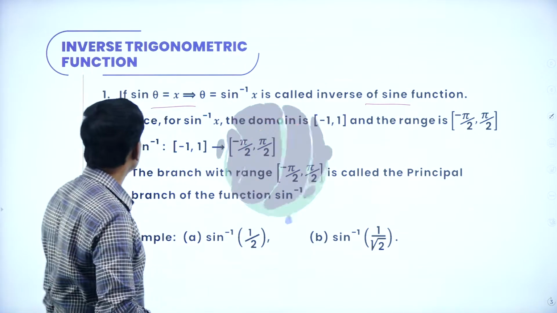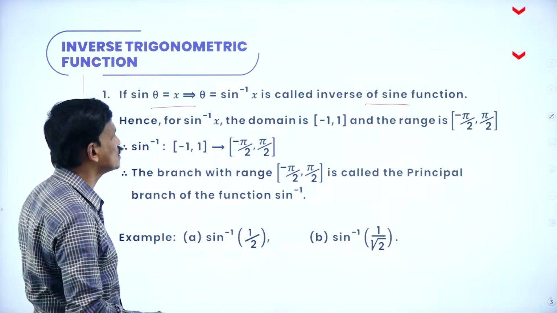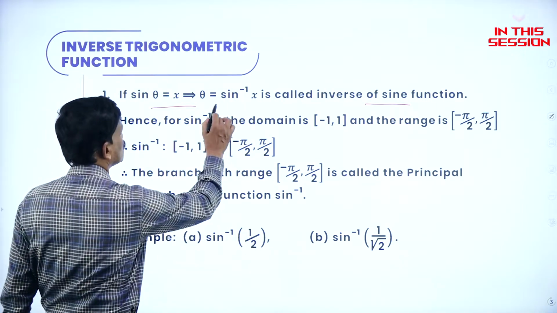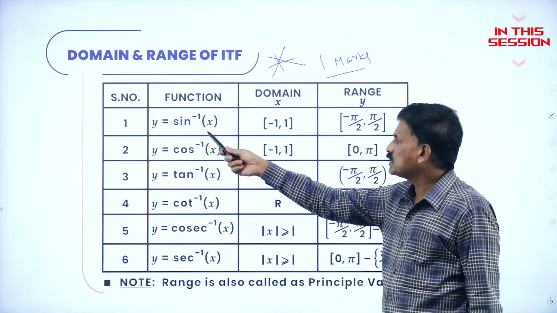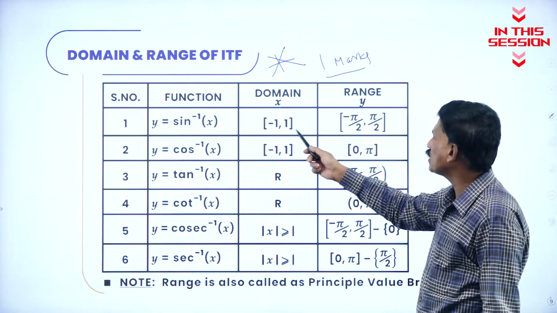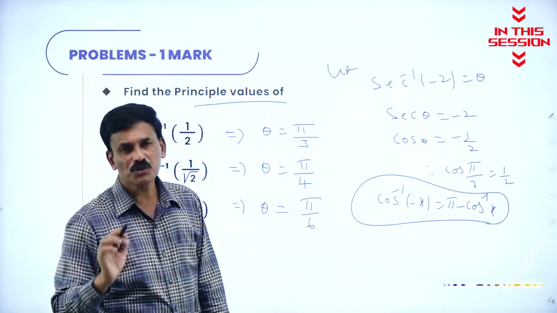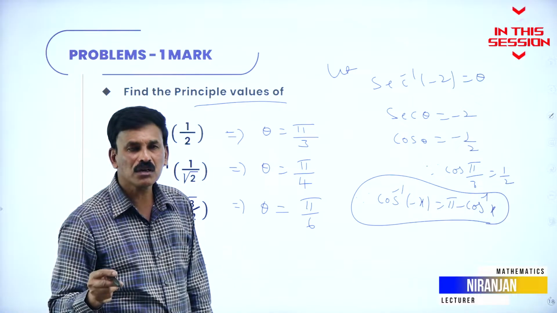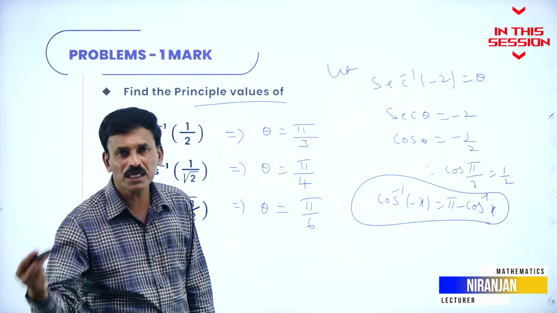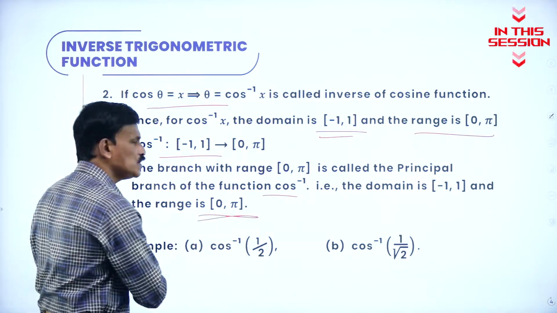Sin theta is equal to x, which implies theta is equal to sin inverse of x, is called the inverse of the sine function, denoted as sin inverse x. For the function y is equal to sin inverse x, the domain is minus 1 to 1 and the range is minus pi by 2 to pi by 2. Suppose if x is negative in cos, we are going to use pi minus that particular angle. The domain for cos inverse x is minus 1 to 1 and the range is 0 to pi.